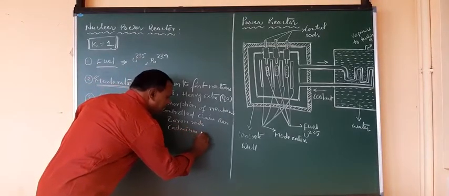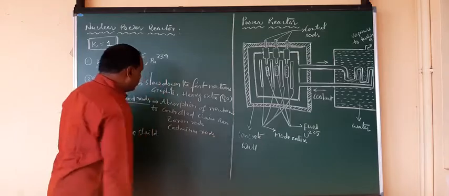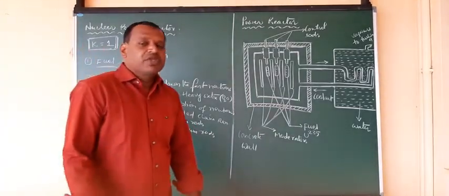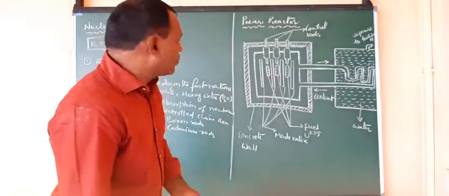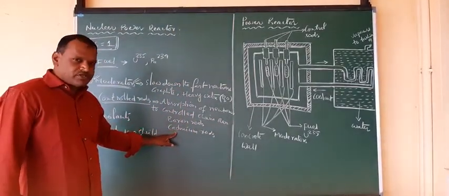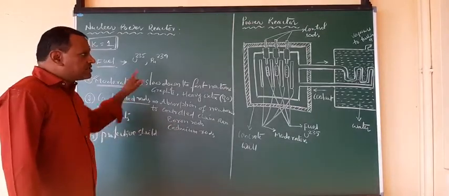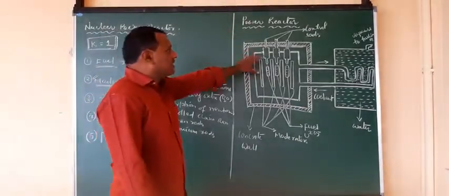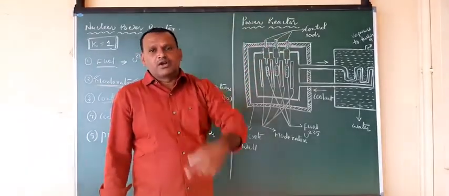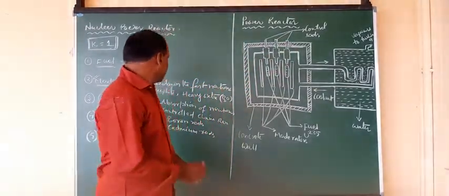Boron or cadmium rods are used as control rods in nuclear power reactors. In nuclear power reactors, the control rods are used as, which one is? Boron rods or cadmium rods are used as control rods in this nuclear power reactor, where they absorb the neutrons to make that reaction a controlled one, right? So this is what you can observe.